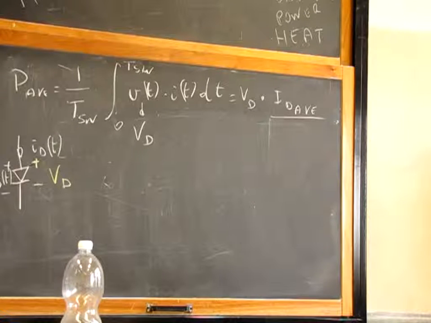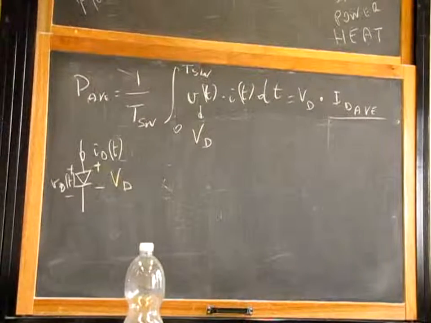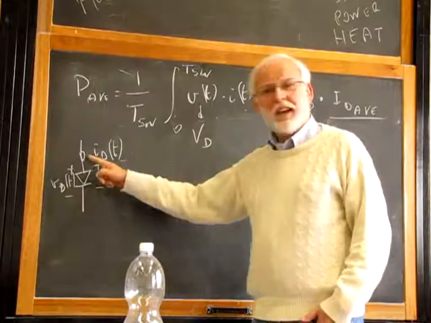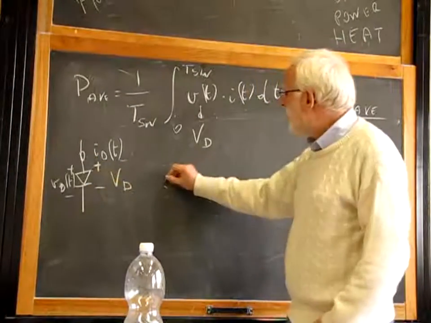So we need the average current most of the time for diodes, BJTs, IGBTs, and when we need to find out how much is the DC current going into your converter or coming out of the converter. What if instead of having a diode, we have something that looks like a resistor?